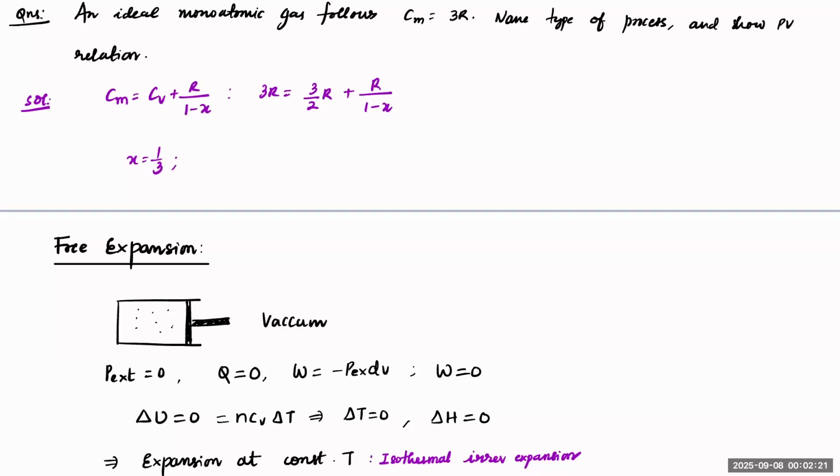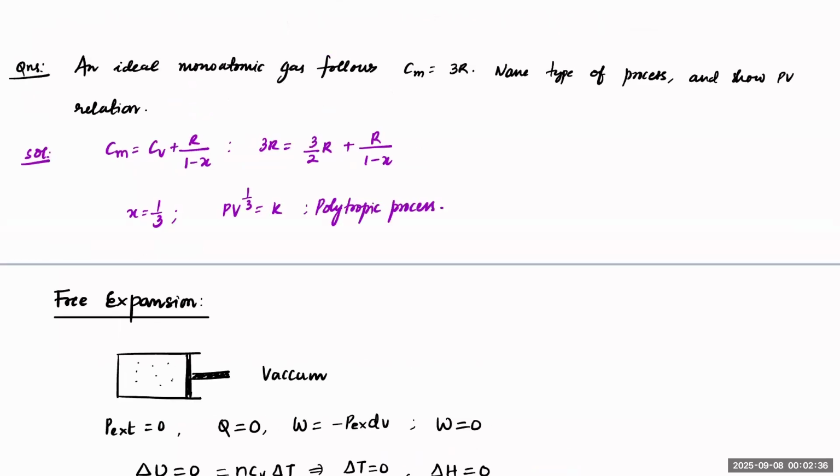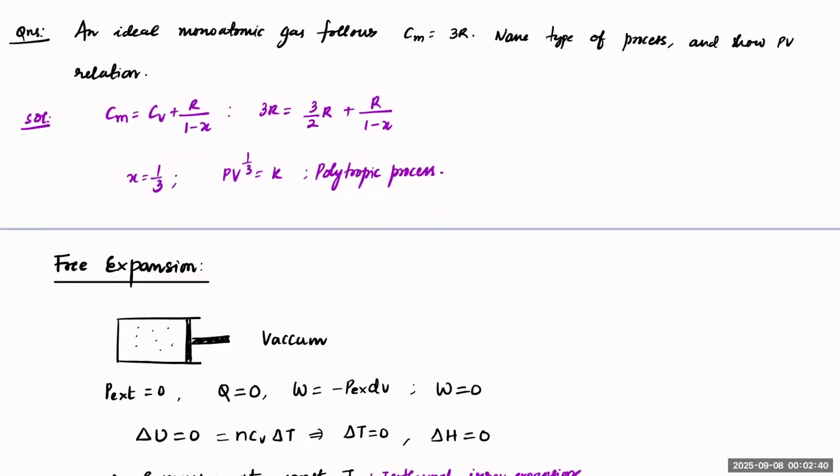Everybody. So which means this is supposed to be PV raised to power of 1 by 3 is equal to constant. So what type of process is it? Polytropic process. And the relation for PV is PV raised to power of 1 by 3 equals constant. Got that?